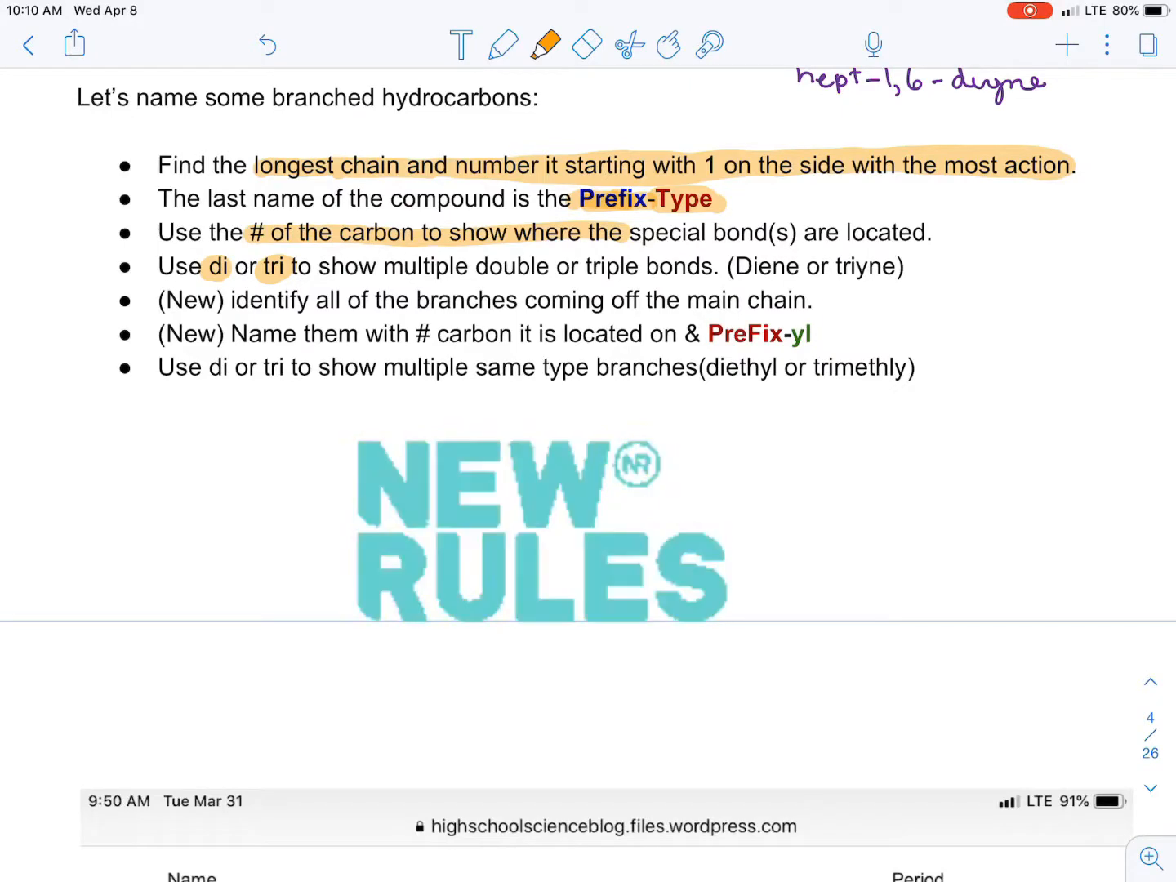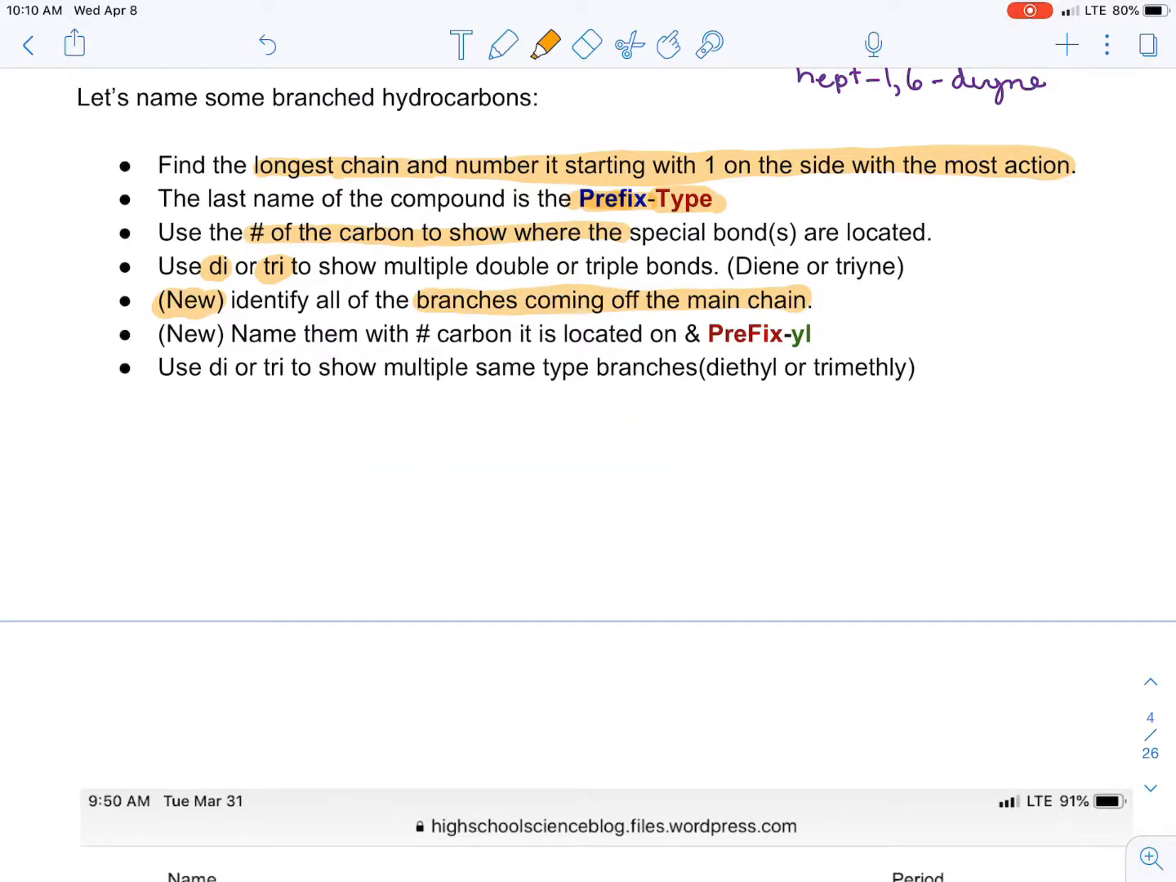Something new and exciting? Branches. Okay, we're going to have branches off the main chain. And the branches are going to be named also in this name, and they're going to be put before the main chain. So you have your branches named, and then the main chain and the double bonds and stuff. And we're going to locate those with the number of carbon. So we're going to use that same method we used to find the double bond to find the number of carbons. And then here's how we're going to name a chain.